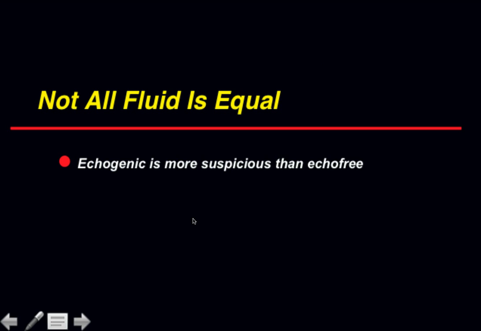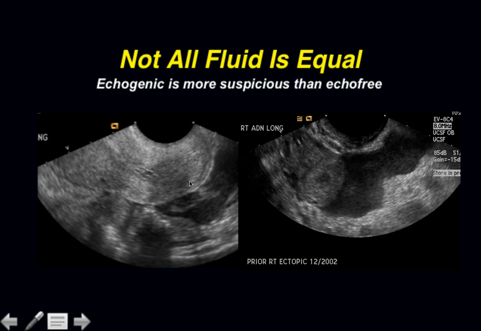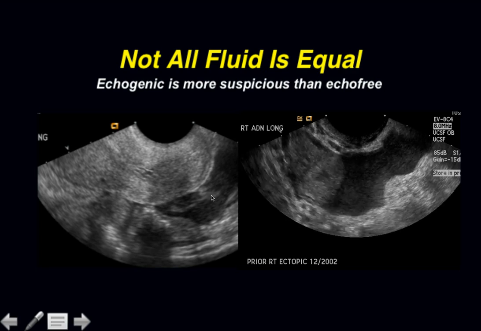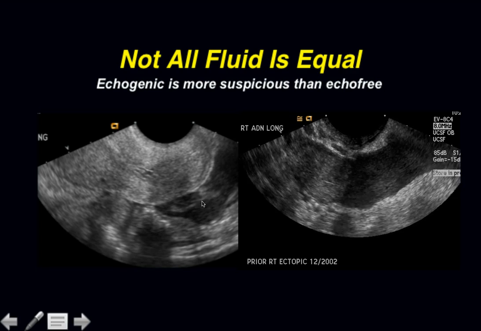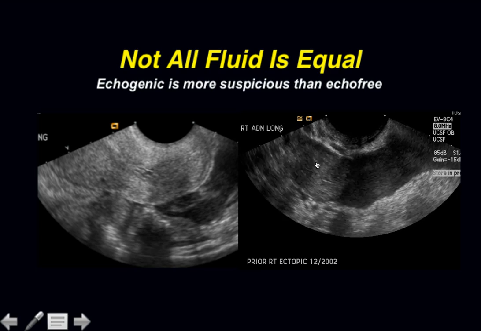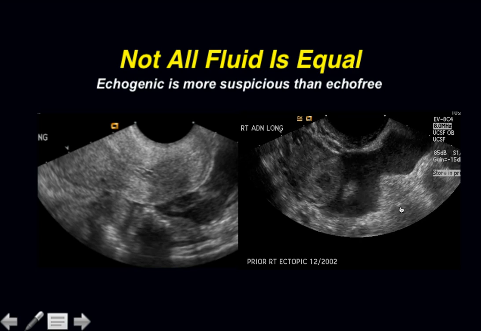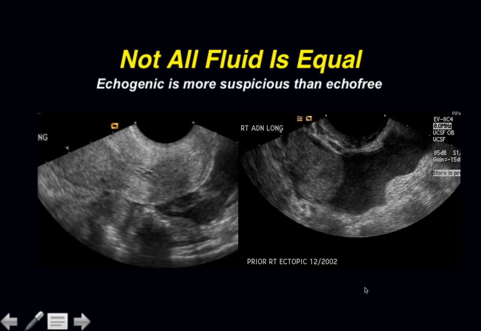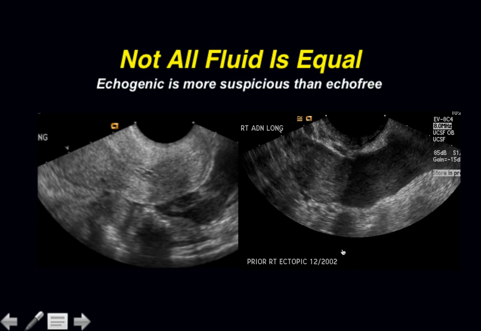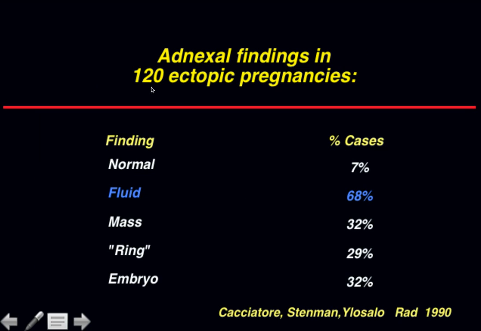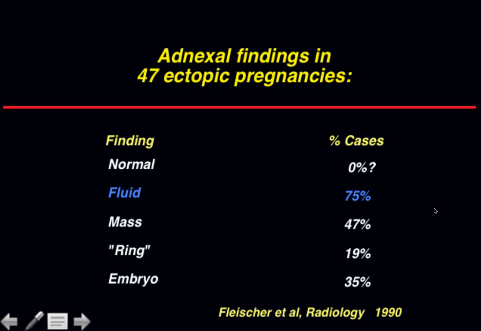Which brings me to our next point, and that is, not all fluid is equal. Echogenic fluid is much more suspicious than echo-free fluid. So here we see fluid which is not quantitatively large, but it is echogenic, and we can see fibrin and clot within it. Here again, the volume of peritoneal fluid is not great, but it is echogenic, and this is therefore more suspicious than echo-free fluid. If indeed we are looking at a population of patients who actually have ectopic pregnancies, we can see that fluid is a common finding. More than 2/3 in the Cacciatore series, 75% in the Fleischer series.